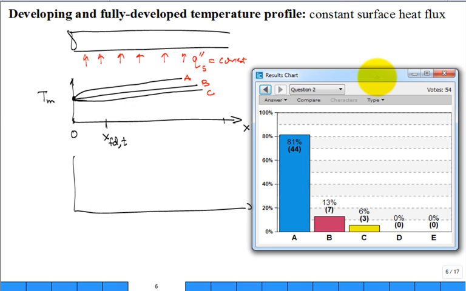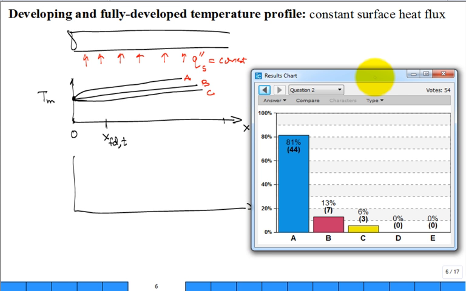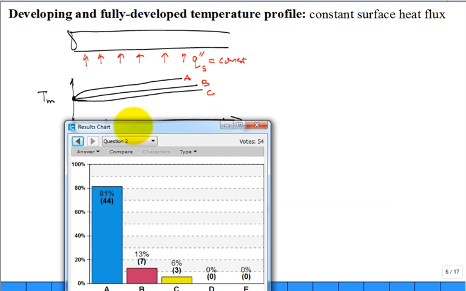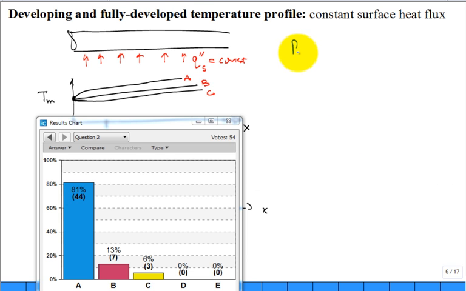All right. So most people think that you have an increase in the temperature that's more rapid on the inlet section of the pipe, and then it gradually is flat. But that's not the best way to describe this. There's a rate equation. q double prime is equal to h times some temperature difference, Ts minus Tm. That is what's driving the flow into the pipe, isn't it? Isn't it the difference between the surface temperature and the mean temperature and the convection coefficient? For this problem, q double prime, isn't it a constant?